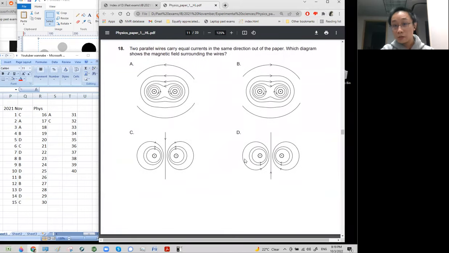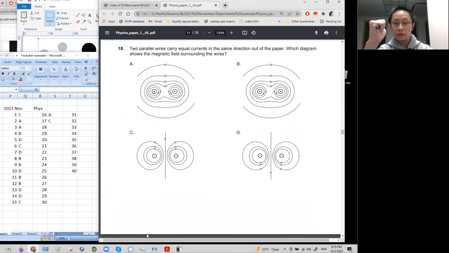Moving on, question 18, 2 parallel wires carry equal electric currents in the same direction. Out of the paper, so this is a right-hand straight wire grip rule situation. What you want to do is to have your wire pointing out of the page, towards myself, and then grip the straight wire with your right hand so that your thumb is lined up with the direction of the current.